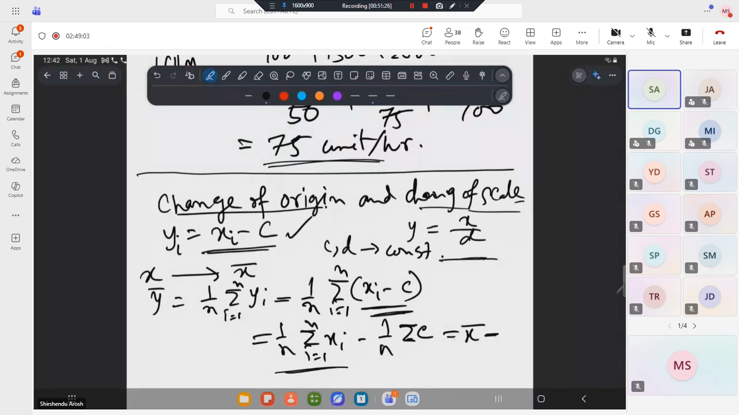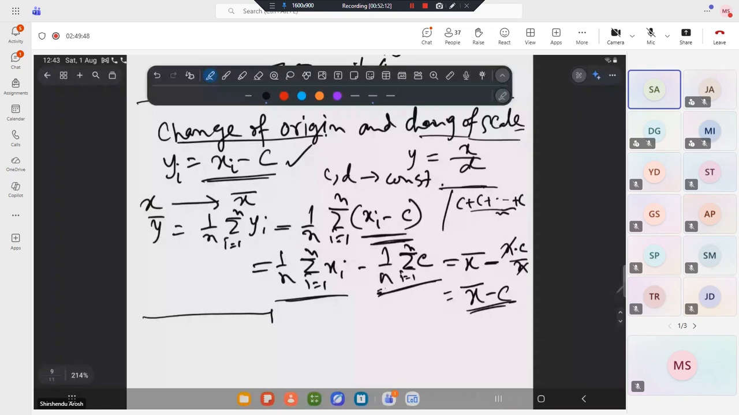So I can write this as x bar. Whatever happens to this particular term, you are adding the constant c for n times, that is c plus c plus, still n times. If you add a constant n times, it is multiplied by n, right? If you add one n times, what is the value? n. Similarly, adding c n times gives n into c, divided by n, which is already there. So it is x bar minus c. If I do y equal to x minus c, then y bar will be x bar minus c.